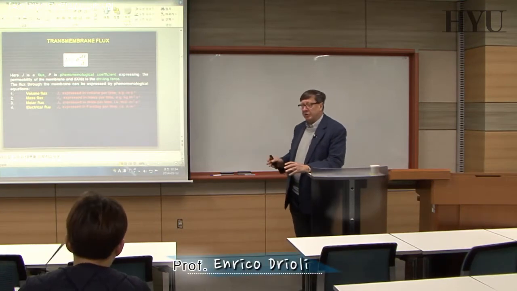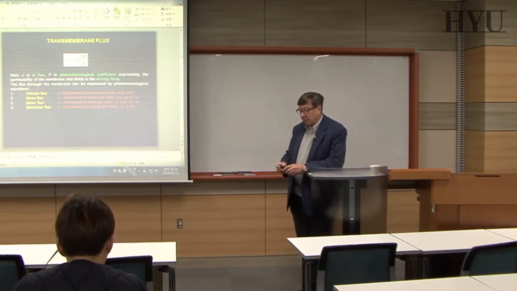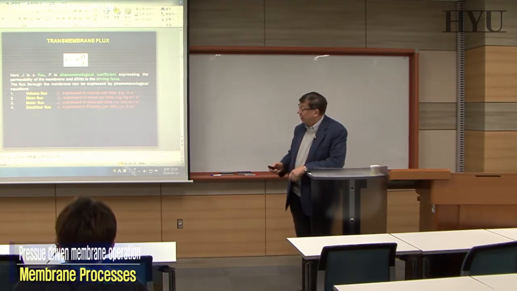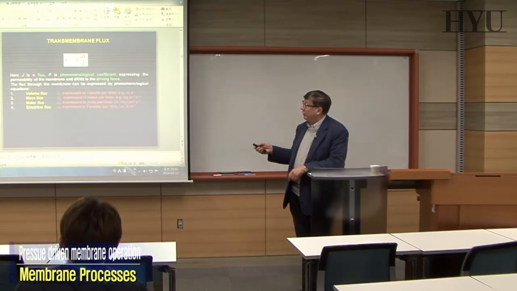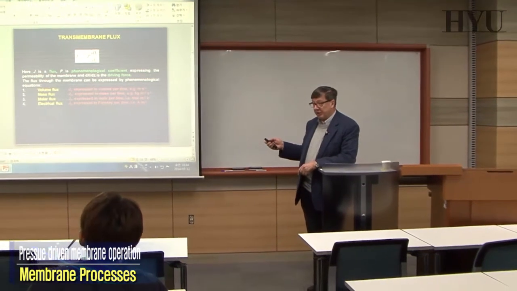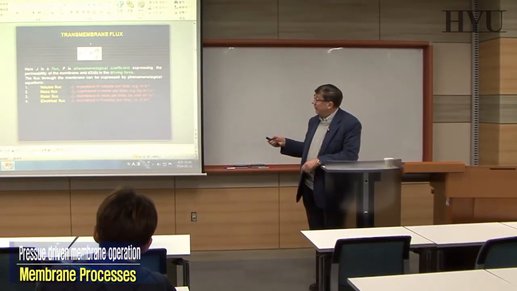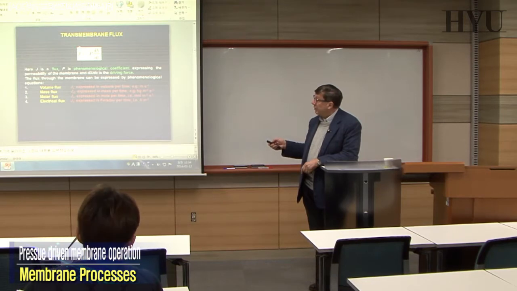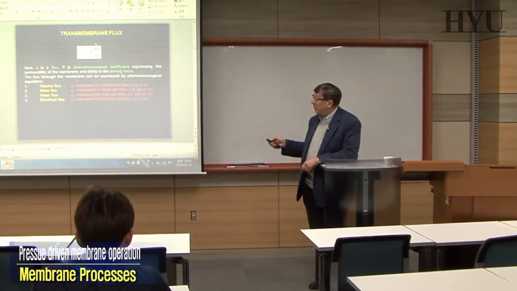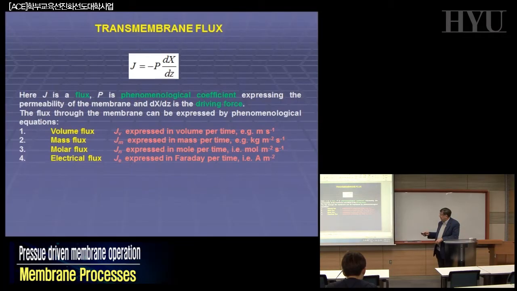Starting to discuss the different pressure-driven membrane operations that we introduced last time. In most of the systems we are discussing, we always have a linear relationship between the transmembrane flux and the driving force. This is a typical relationship in which this J can be the flux or the flow rate, depending on which kind of units you are using.